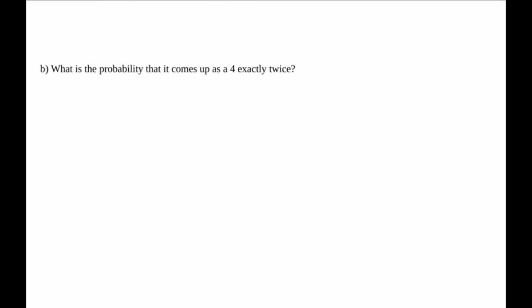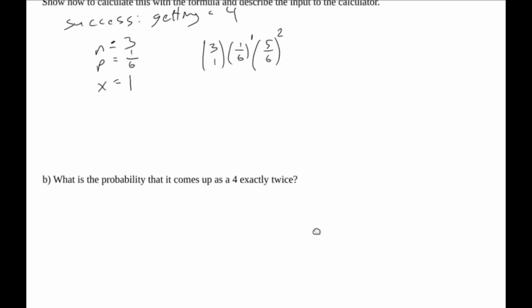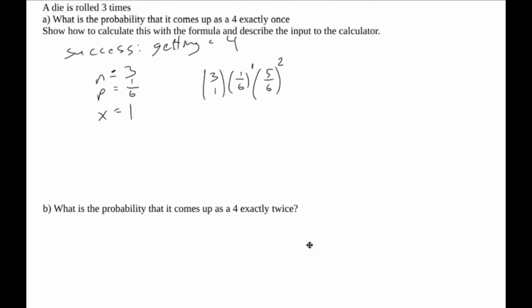What is the probability that it comes up as a 4 exactly twice? So in this instance, we're still using the same n, the same p, but we're saying we want it to come up as a 4 exactly twice, so we want 2 successes. And how that's going to impact this formula: 3 choose 2 times 1/6 squared, because we get a 4 exactly twice, times 5/6 to the first.